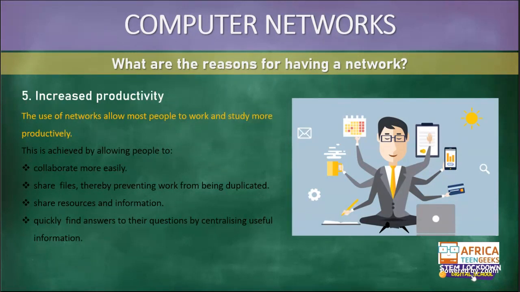Using applications like Google Docs, you can share the same file among the different members of the group, and then you can work on the same file. That is collaboration. So the networks or internet makes it possible, right? Number two, share files, thereby preventing work from being duplicated, right? And then share resources and information, and then quickly find answers to the questions by centralizing useful information.